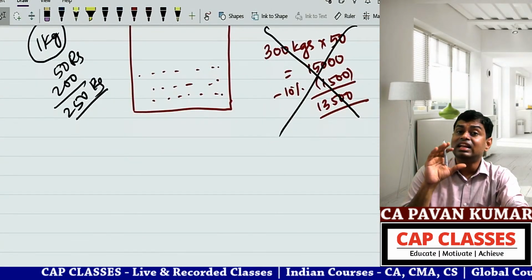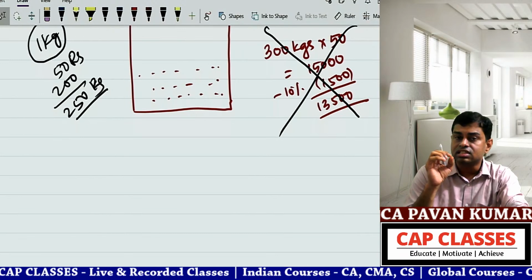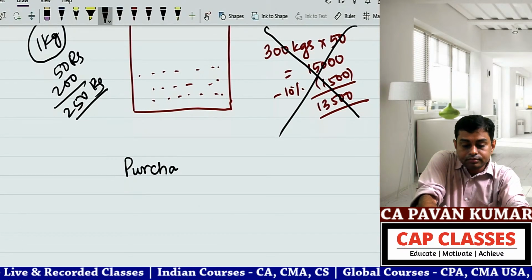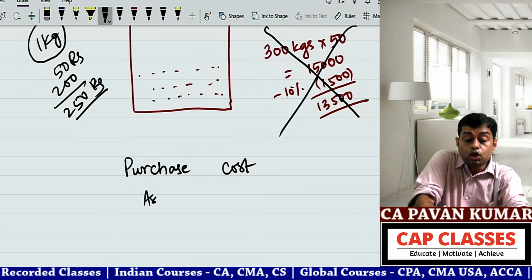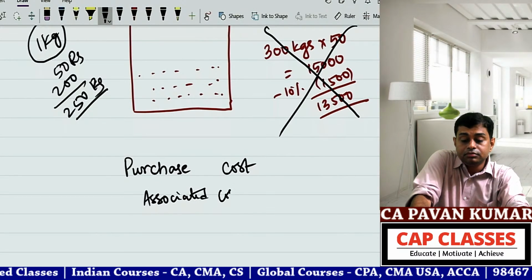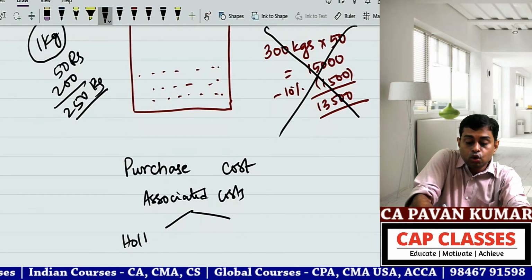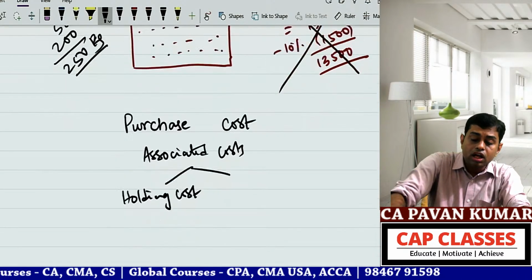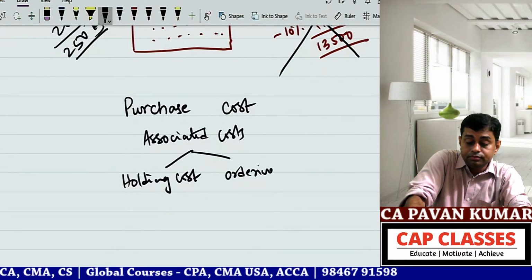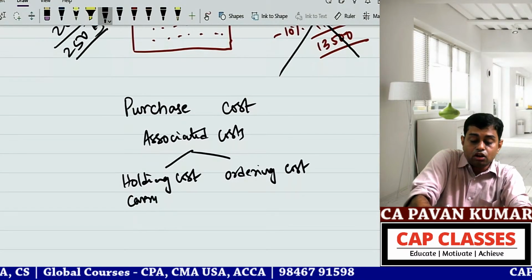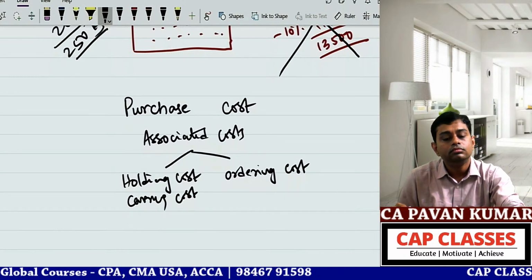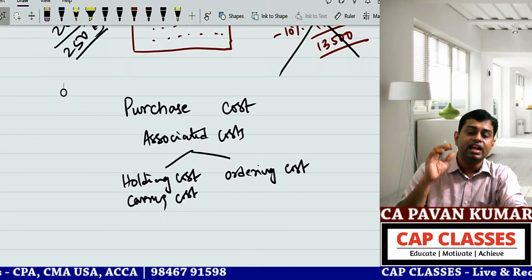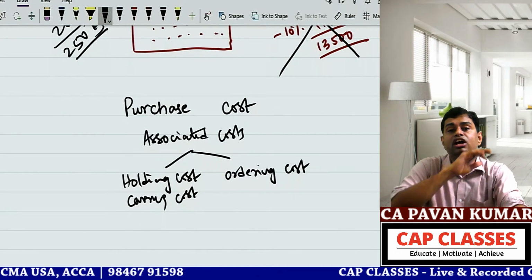there are three costs involved in this inventory purchase. First one is called purchase cost. And there are two associated costs. These associated costs are known as holding cost, or you can call it ordering cost. First one is ordering cost. Second one is carrying cost or holding cost. So when you buy 1 kg every day, 365 times you need to incur ordering cost.